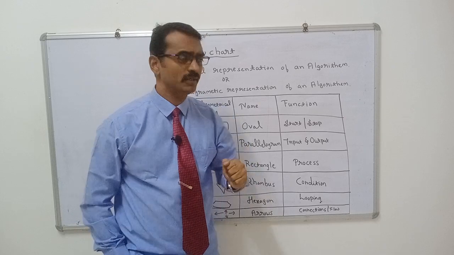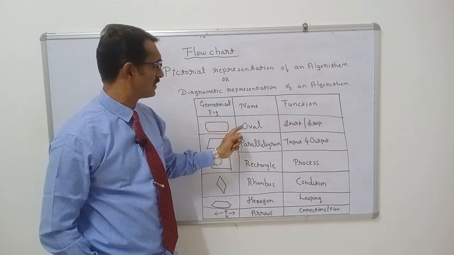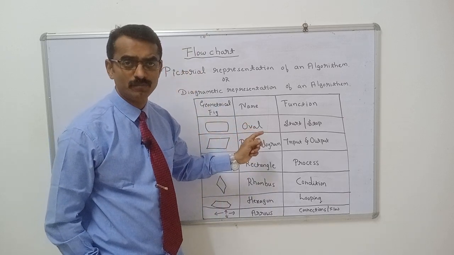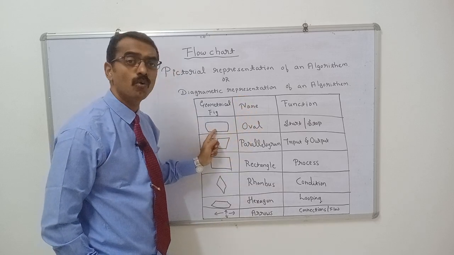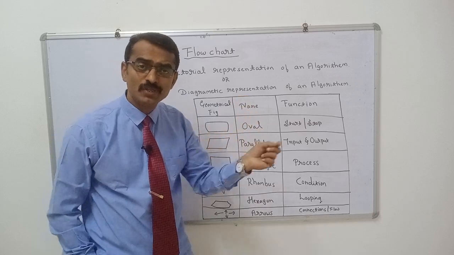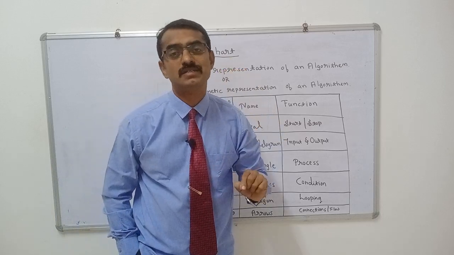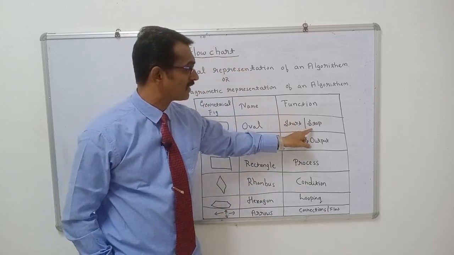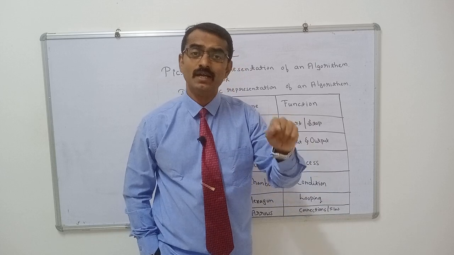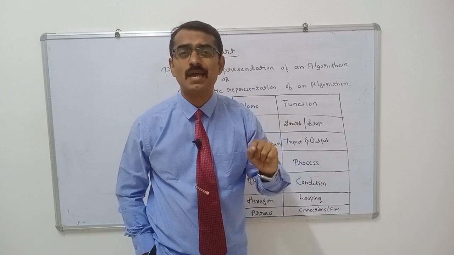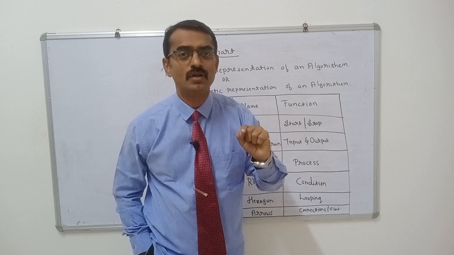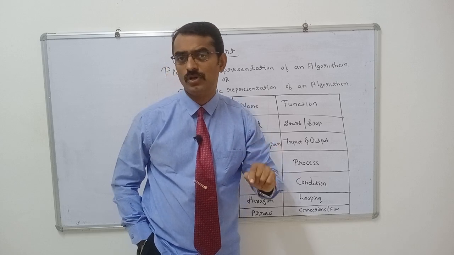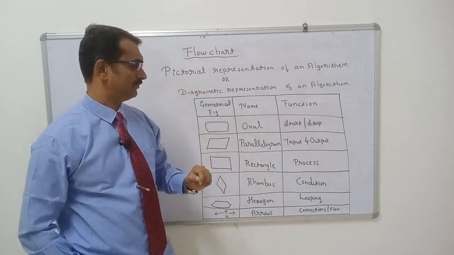In the previous class, we discussed one example for the algorithm. If you are writing start, then use the geometrical figure oval for that. Within the oval, you have to write start. If you are writing stop at the end, then also you have to use the same geometrical figure, that is oval. So oval is used for start and stop.